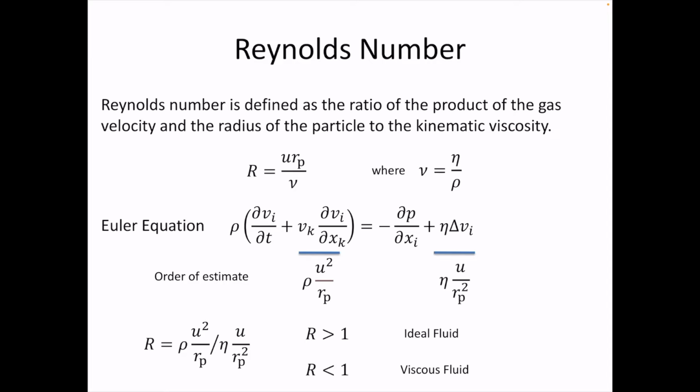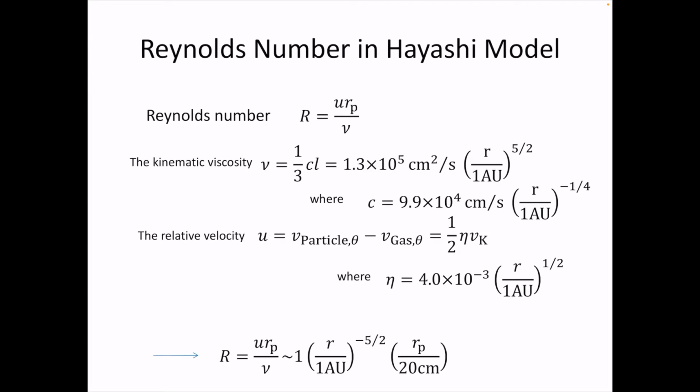But if the Reynolds number is smaller than 1, then we can treat the gas as a viscous fluid because viscosity plays a crucial role in determining velocity profiles around the solid particles. Then we'd like to calculate the Reynolds number in the Hayashi model. The kinematic viscosity can be calculated as 1 over 3 times the sound speed c times the mean free path.